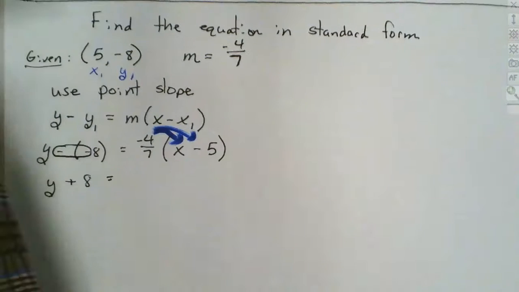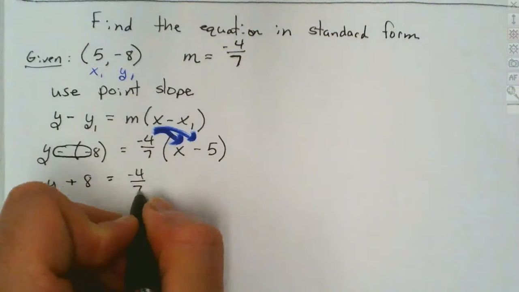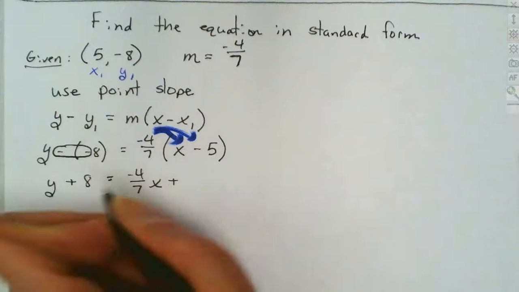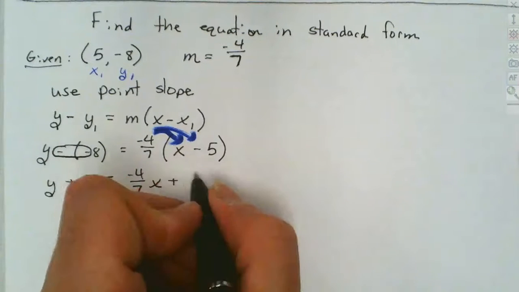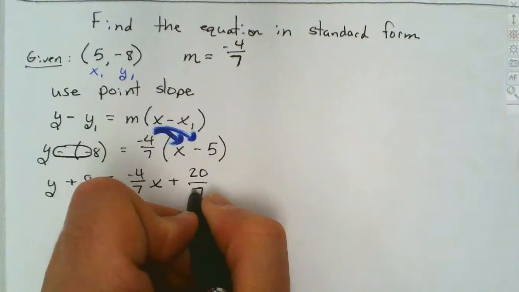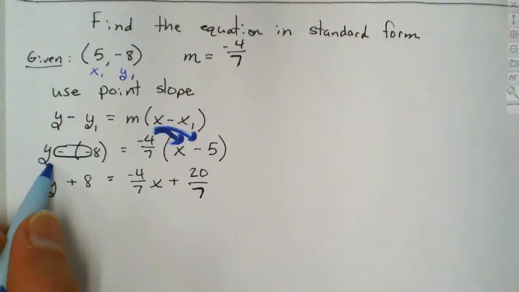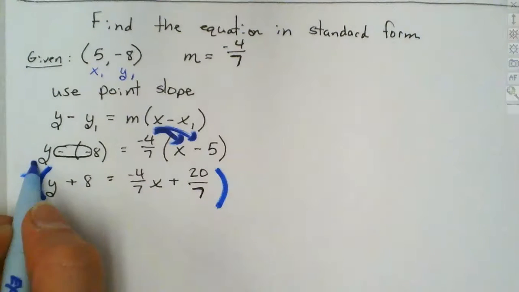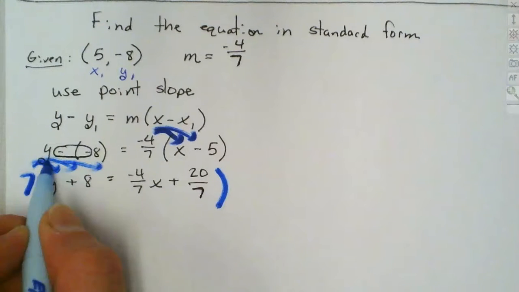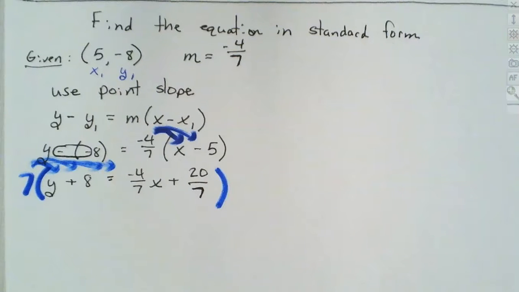And then we simply distribute that minus 4/7 through. And that's going to be a minus 4/7 x. Double negative makes it positive. 5 times 4 is a 20, so that's positive 20/7. So we distributed through. Now, we are in standard form. Can we have fractions in standard form? No. So let's go ahead and get rid of these fractions. Well, to get rid of the fractions, it looks like we have a common denominator of a 7. And so we're going to have to multiply everything now by a 7.